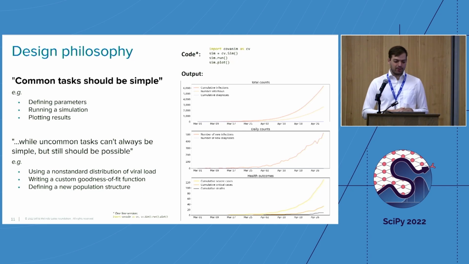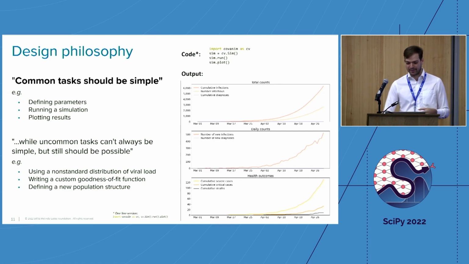So the motivating design philosophy for Covasim was common tasks should be simple. So there's certain things you always need to do. So you always want to define parameters, run a simulation, and plot results. And so we really wanted to make this as simple as possible. And so at the top right, you can see the code for doing this. So it's about as simple as it could be.